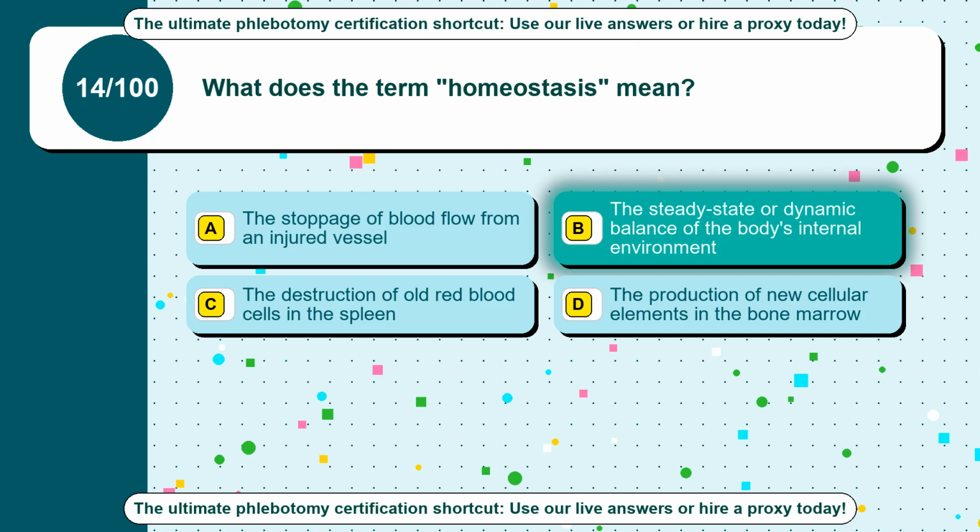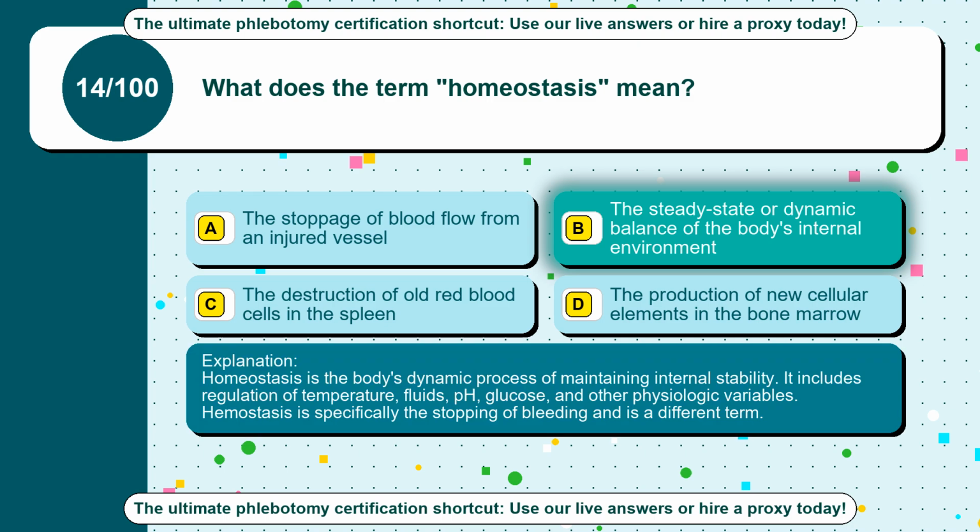The correct answer is option B. The steady state or dynamic balance of the body's internal environment. Homeostasis is the body's dynamic process of maintaining internal stability. It includes regulation of temperature, fluids, pH, glucose, and other physiologic variables. Hemostasis is specifically the stopping of bleeding and is a different term.